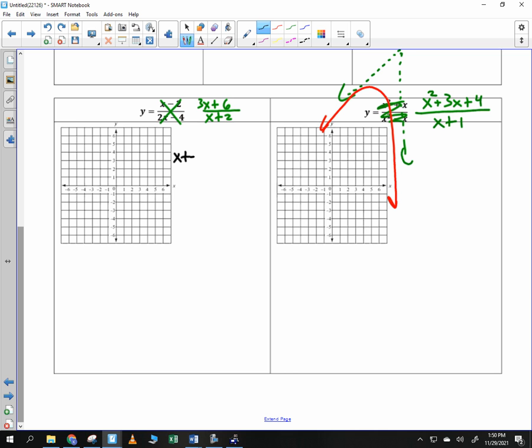X plus 2 goes into 3x plus 6. What do you multiply x by to get 3x?